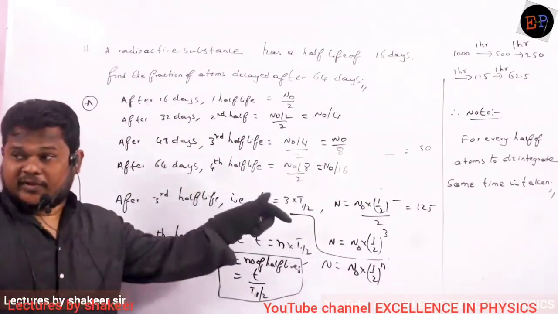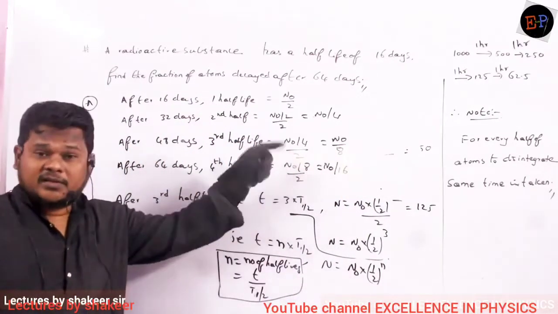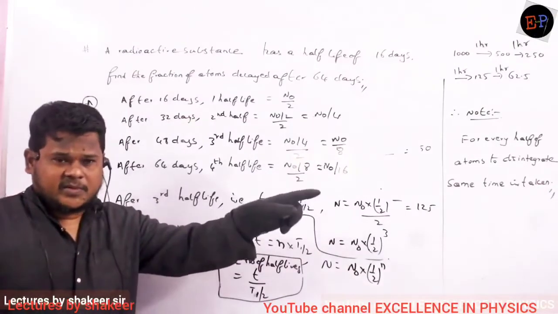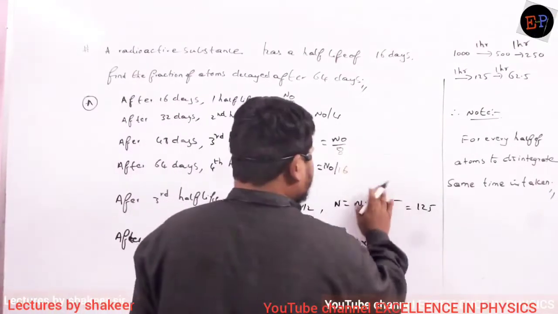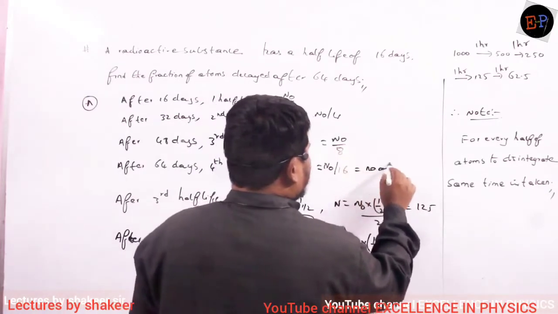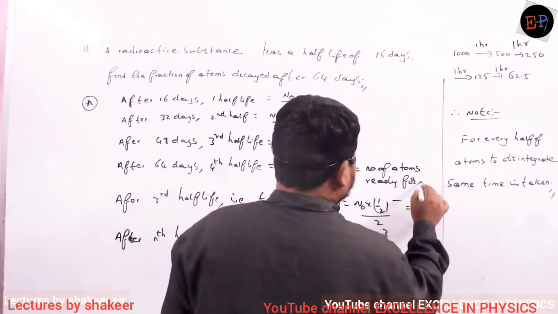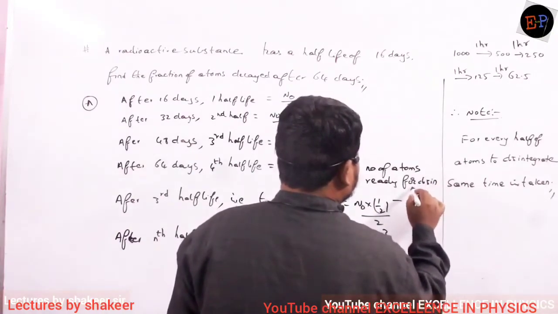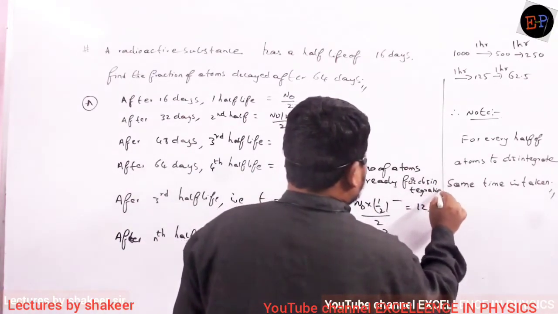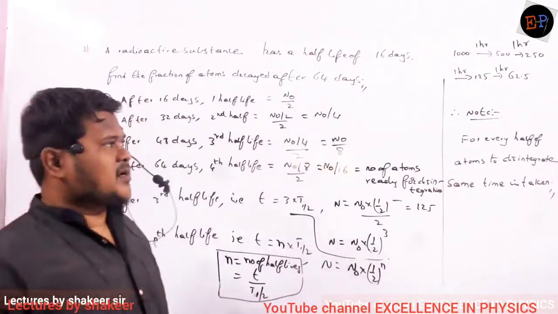disintegration. These are present, not gone. These many atoms are there for disintegration. Okay? So what is N0 by 16? N0 by 16 is the number of atoms ready for disintegration. Are you able to understand? Okay? These many atoms are ready for disintegration.